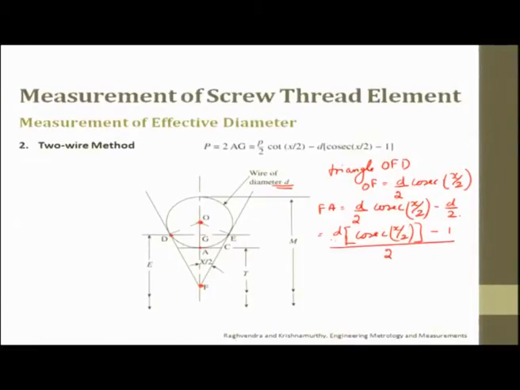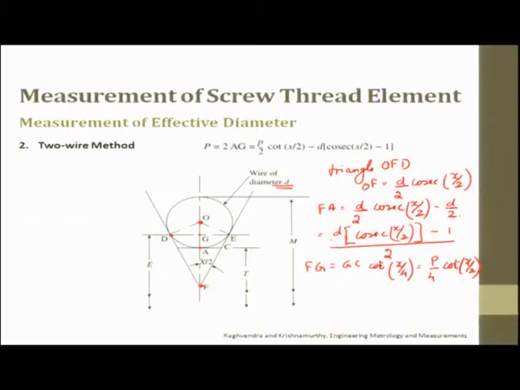So, it is this, and then FG, if you want to find out FG, what is FG? F and you get G, right. If you want to find out FG, it is nothing but GC cot x by 2, which is nothing but P by 4 cot x by 2.